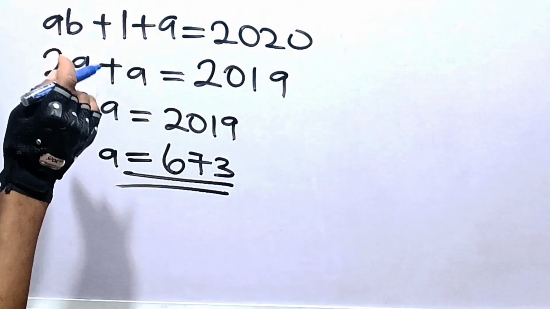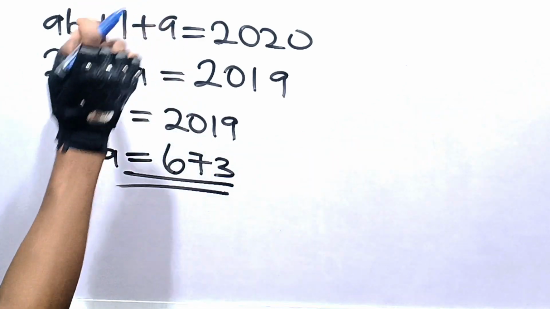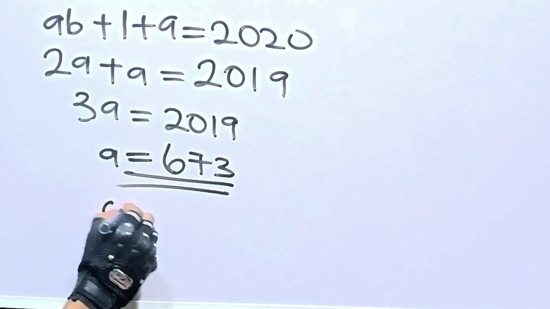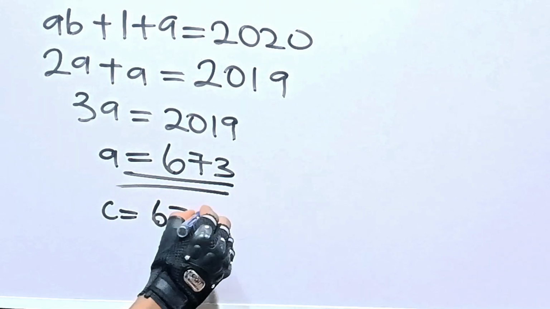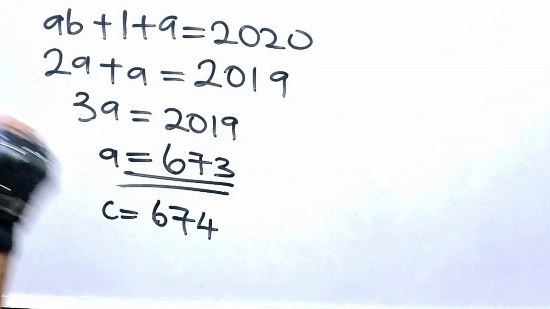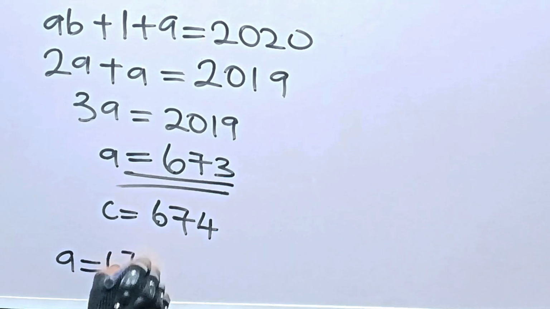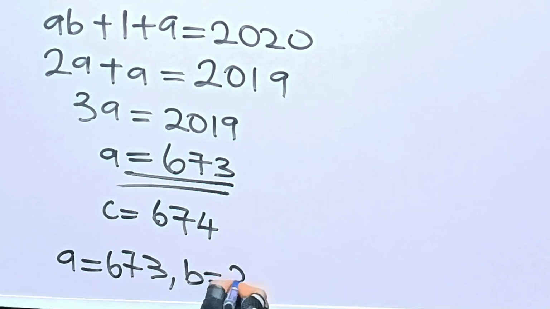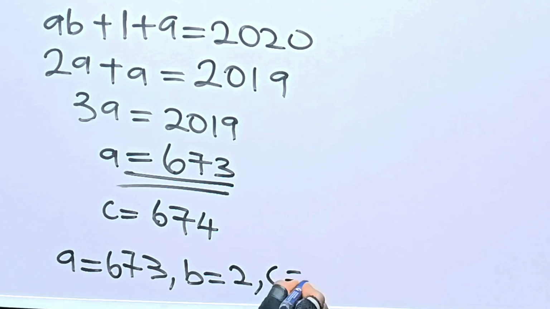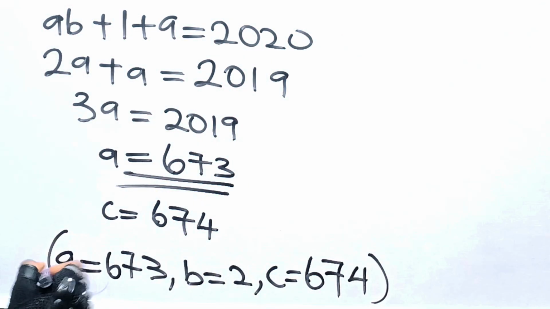Now let's find the answer for C. Recall that when B is equal to 2, C is equal to 1 plus A. So our C here will be equal to 673 plus 1, which is 674. So the first set of answers we have is that A is equal to 673, B is equal to 2, and C is equal to 674.